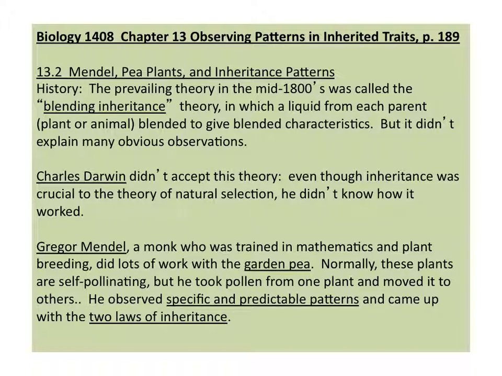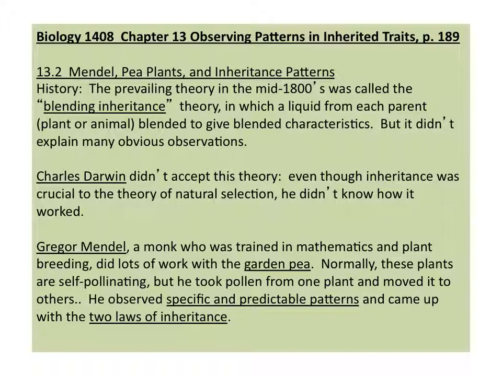genetics. Inheritance has always been a mystery to people, and for a long time there were all kinds of different theories about how it worked. The prevailing theory in the mid-1800s was what they call blending inheritance, in which a liquid from each parent, plant or animal, blended to give blended characteristics. But there were lots of observations. For example, a couple would both have brown hair, they'd have a baby with red hair that maybe the grandparent had, and it just didn't fully make sense.